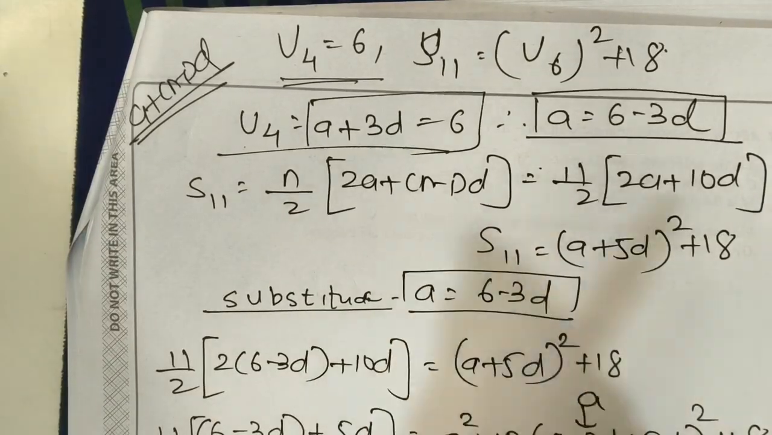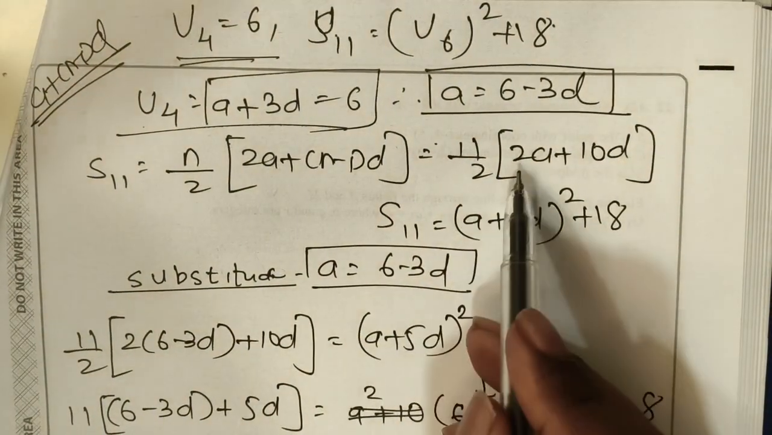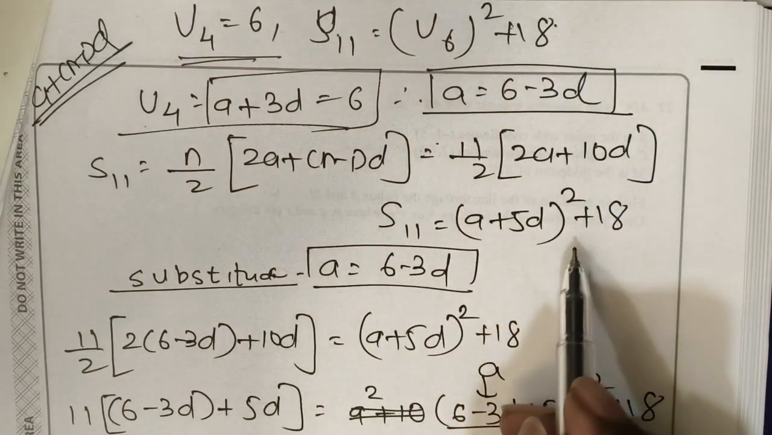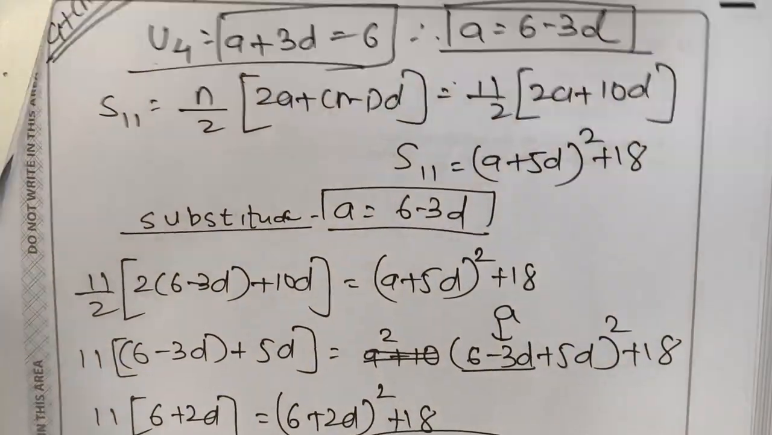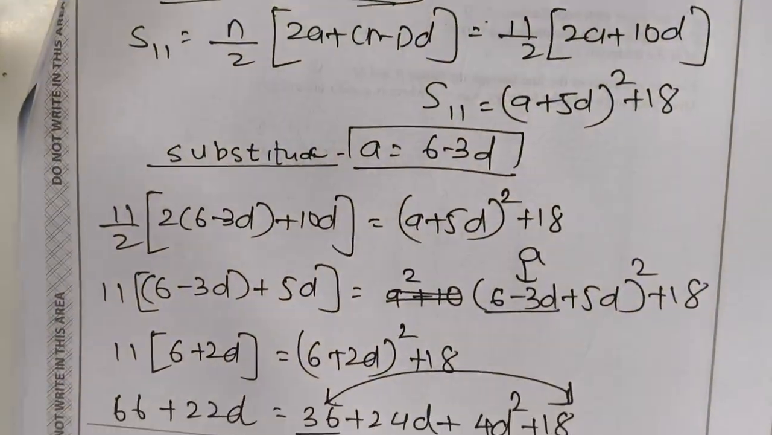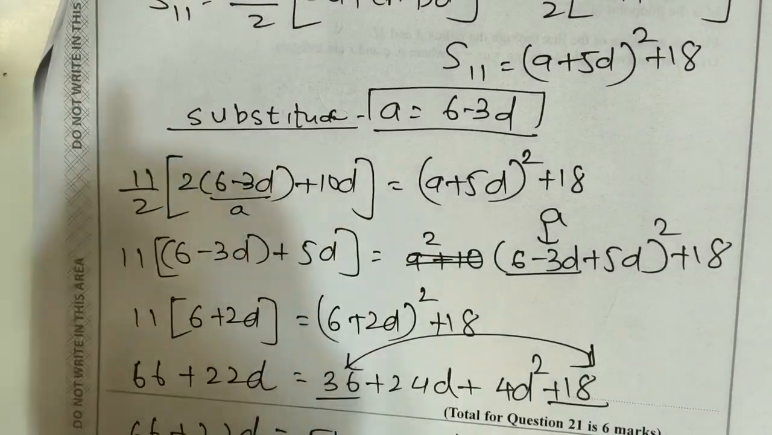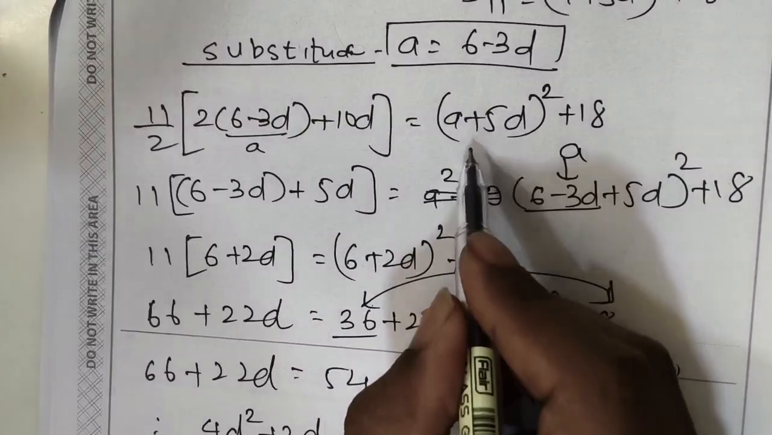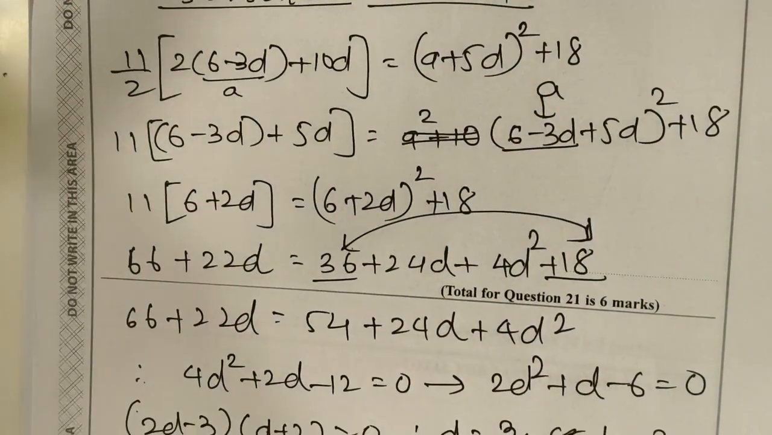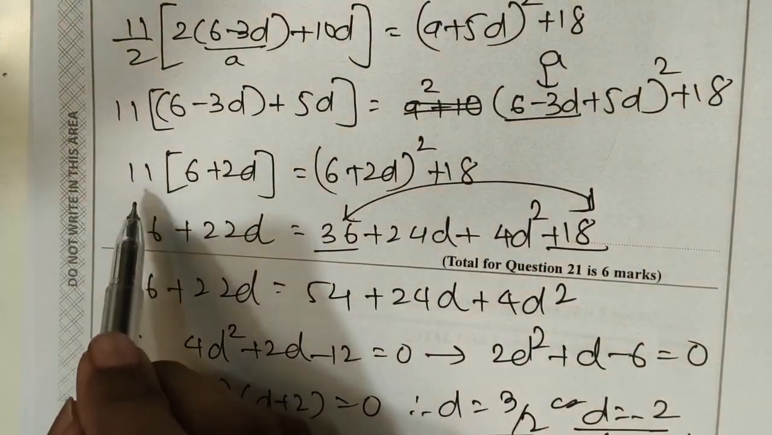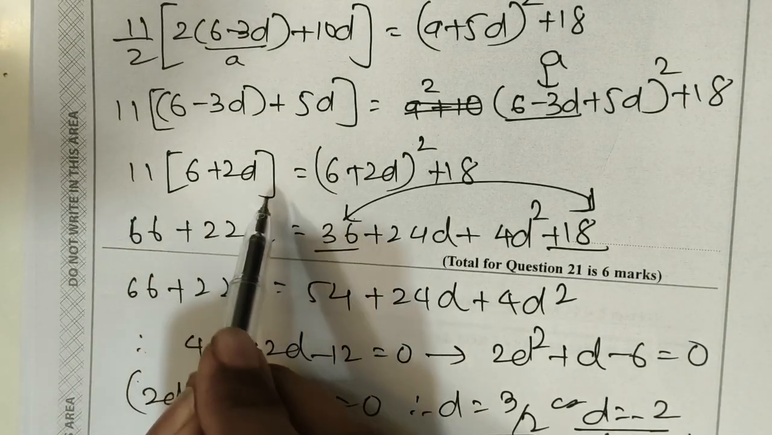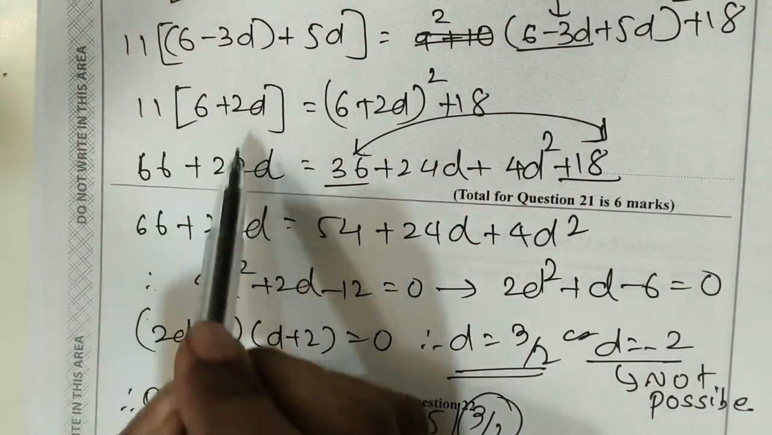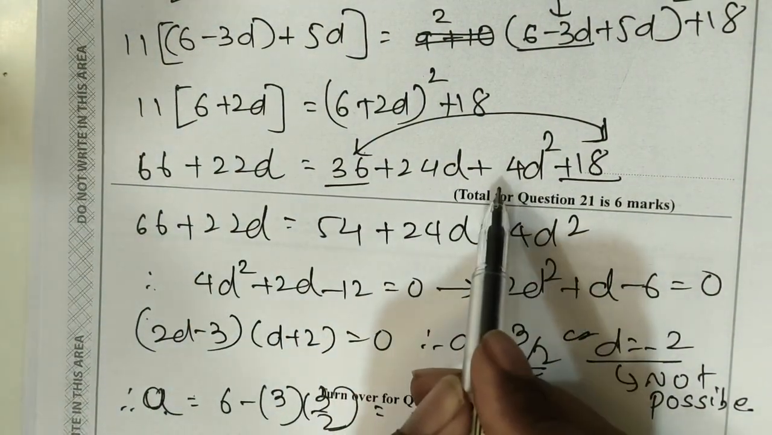So my S11 is n by 2 times 2a plus n minus 1 times d. This is another formula of summation for arithmetic sequences. So I wrote it as 11 by 2 into 2a plus 10d, and S11 equal to a plus 5d the whole square plus 18. Correct? Now I substitute a as 6 minus 3d. When I substitute that, all a's get replaced by 6 minus 3d, and I open the bracket. Can you see now all my brackets have changed, and the only bracket I got is 11 into 6 plus 2d is equal to 6 plus 2d square plus 18. Correct? I opened the bracket, I made it 66 plus 22d is equal to 36 plus 24d plus 4d square plus 18.